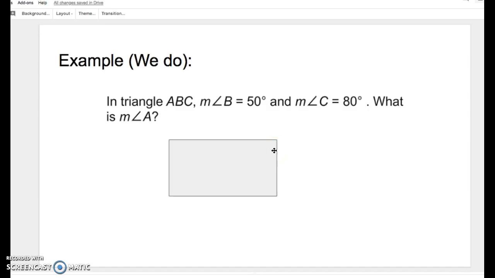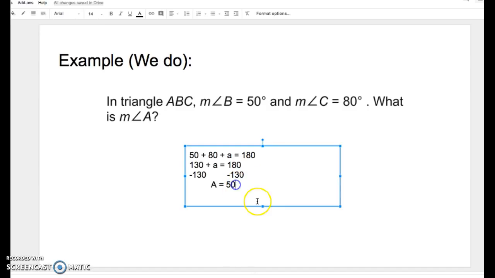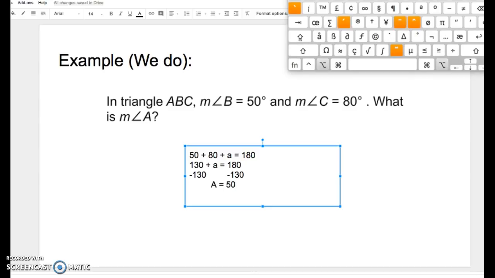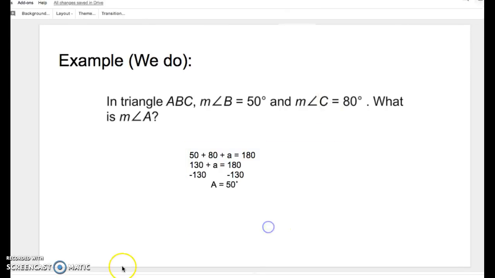So when you're looking at this, B plus C plus A should have been 180. So you should have had 50 plus 80 plus A is equal to 180. Then you would have combined like terms and got 130 plus A is equal to 180. Subtracted 130 to get A is equal to 50. And then I didn't put a degree sign on there because I don't remember the option on my keyboard. So degree symbol would be that, so 50 degrees. Okay, so make sure that you have that to show.